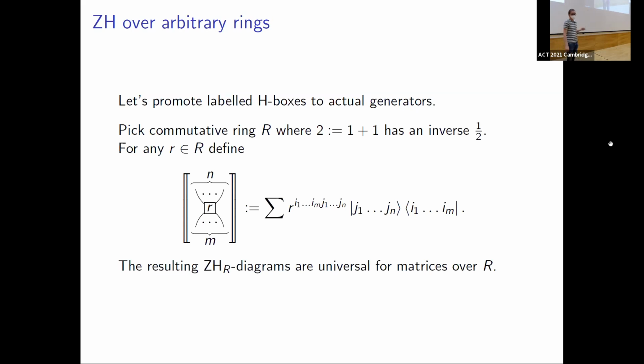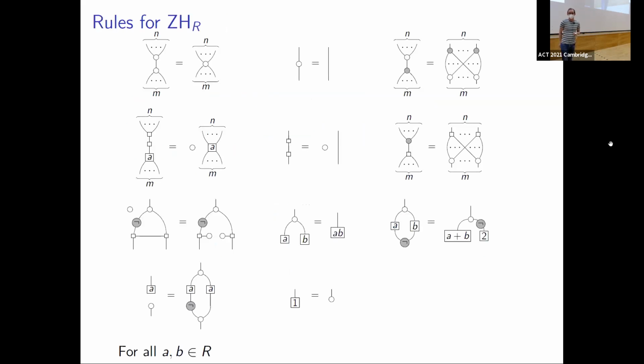And then we get some resulting diagrams that we call ZHR diagrams, and these are universal for matrices over this ring R. So you can represent any 2 to the n by 2 to the n matrix over this chosen ring. And we also get completeness, but for that we need a couple more rewrite rules.